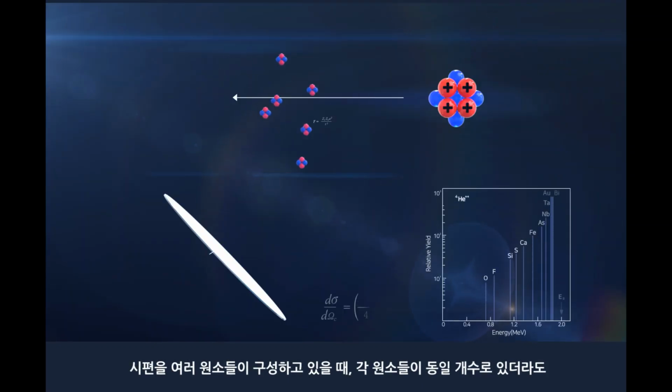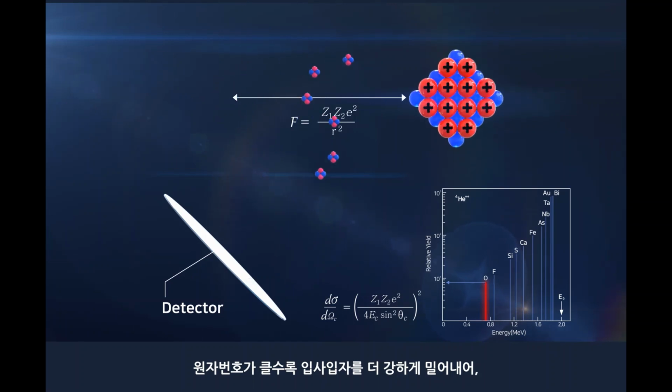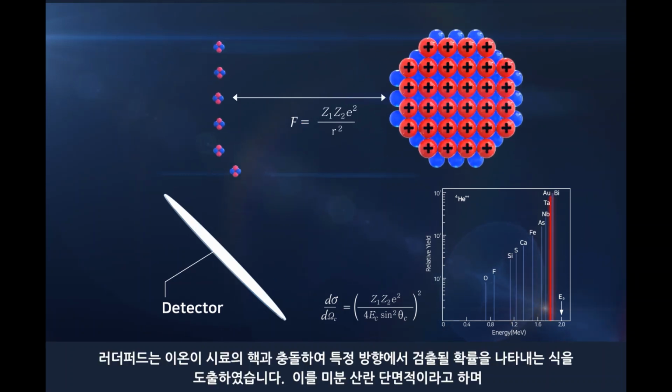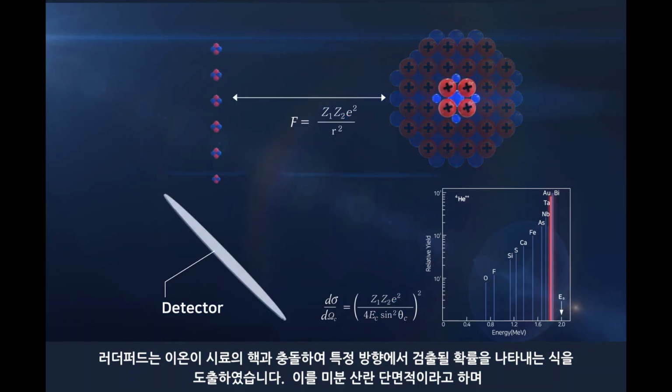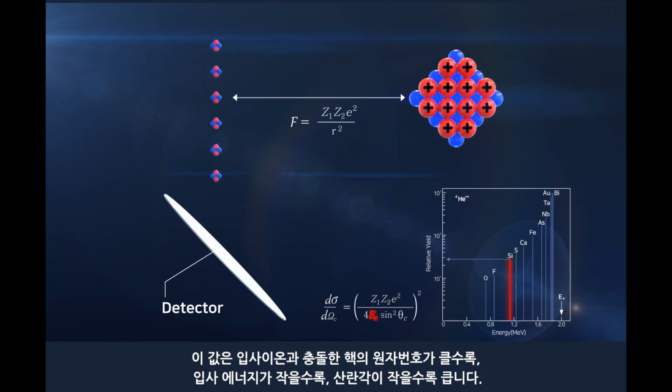Although elements of the same number exist in the sample, the larger the atomic number, the stronger is the repulsion of the incident particle, generating more scattering. Rutherford derived an equation expressing the probability of collision detection between the ion and the nucleus of the sample in a specific direction. This is called a differential scattering cross-section. This value increases as the atomic number of the target nucleus increases, incident energy decreases, and scattering angle decreases.